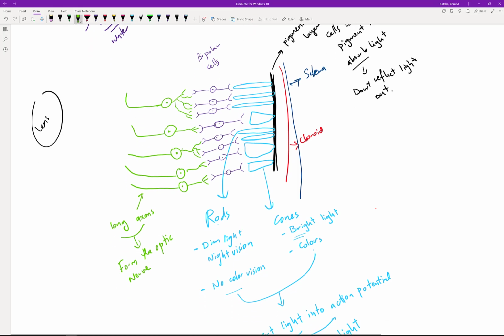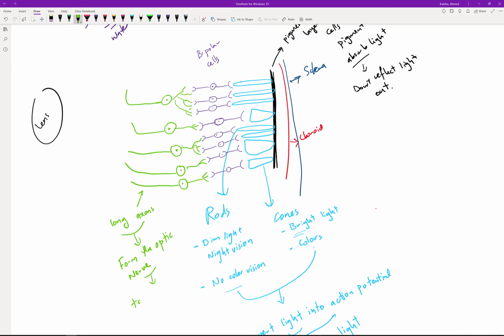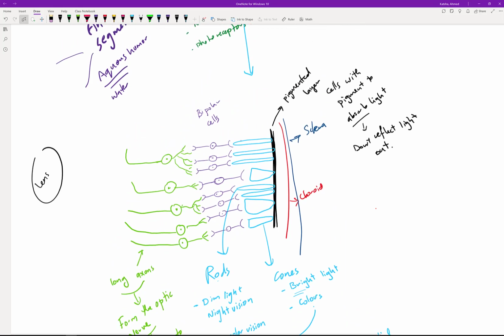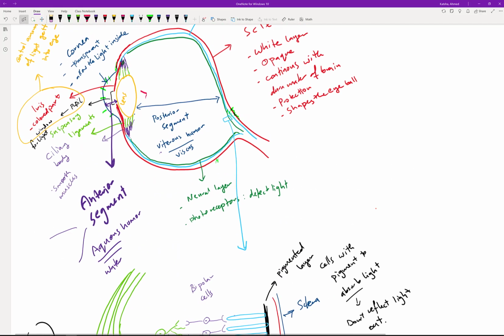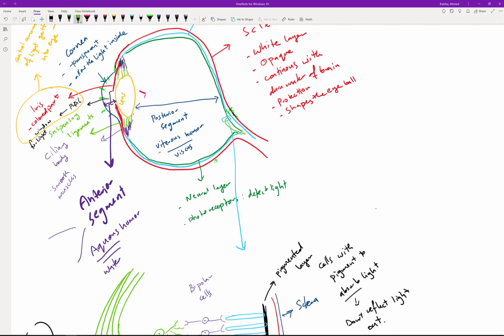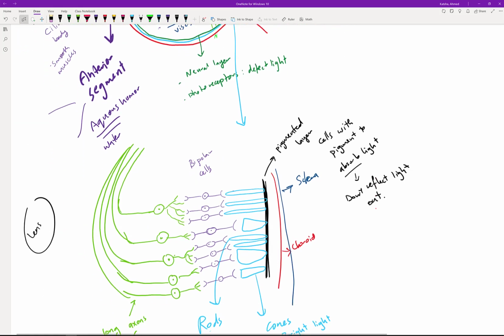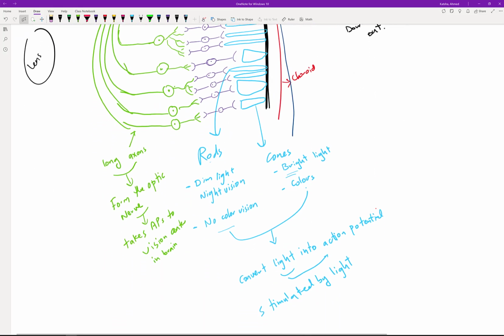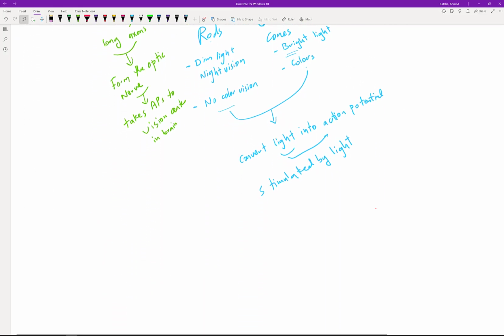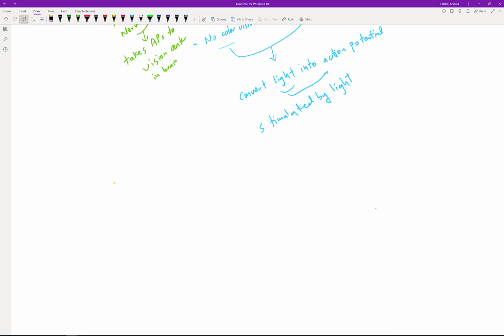The optic nerve takes action potentials to the vision center in the brain. Those axons will exit the eye through the optic nerve. If I draw them here, they come like this from all of this space to form the optic nerve. So this is the optic nerve. Now we have two things we need to be careful with: the direction of the light pathway, and the signal pathway.